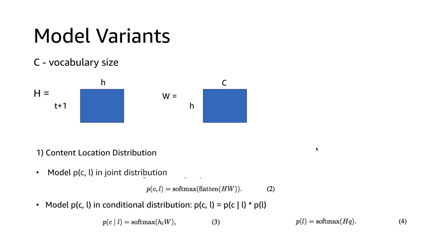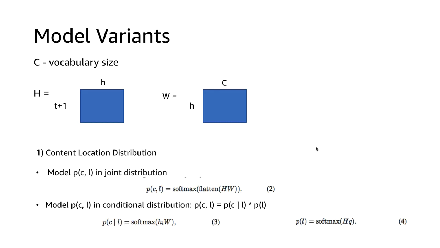One is modeling it through a joint distribution. We are essentially just going to flatten the matrix that we get by multiplying H and W. If you want to visualize it, it has T plus 1 multiplied by C dimensions. Each of those corresponds to a slot, a word, and a location. If you simply take a softmax of that and take an argmax, you're essentially choosing a word and a slot, which will be filled by the insertion transformer.